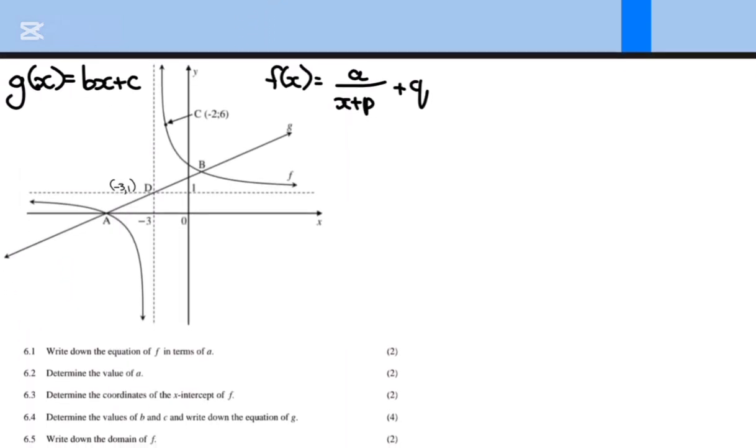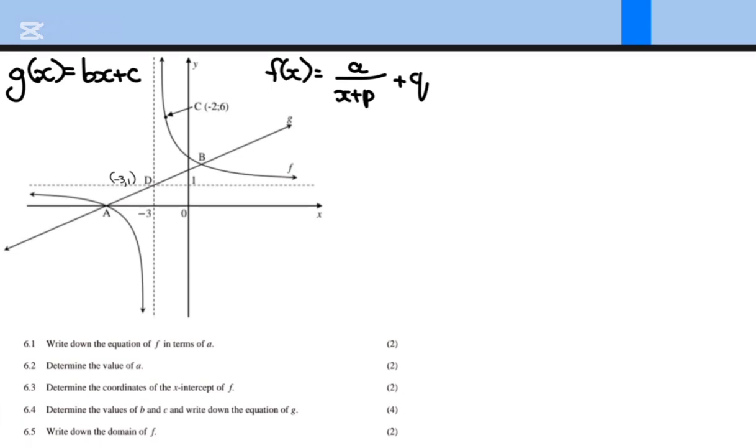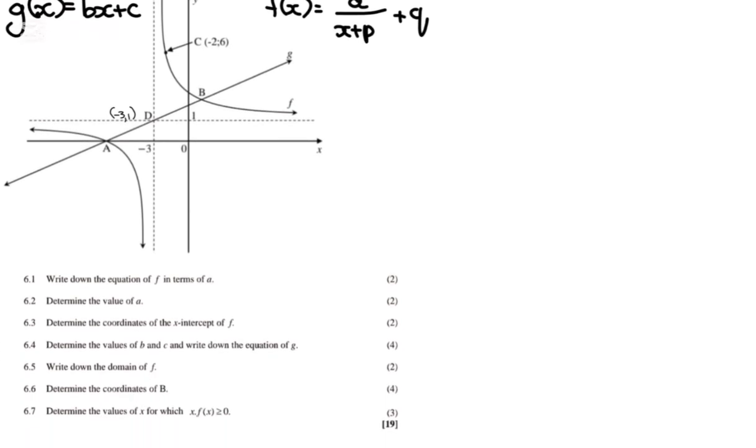And they've given me this function. They say g of x is bx plus c, and they've got f of x is a over x plus b plus q. And so it refers to these functions. One is a straight line, the other one is a hyperbola. And let's start with the first question. They ask, write down the equation of f in terms of a.